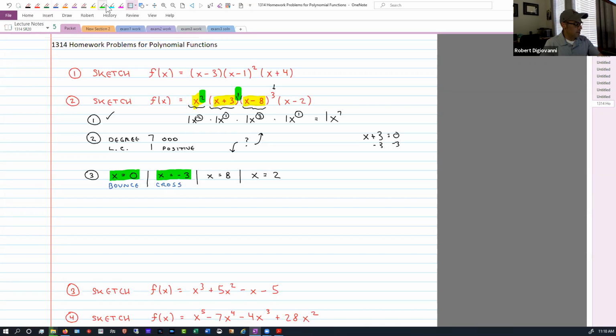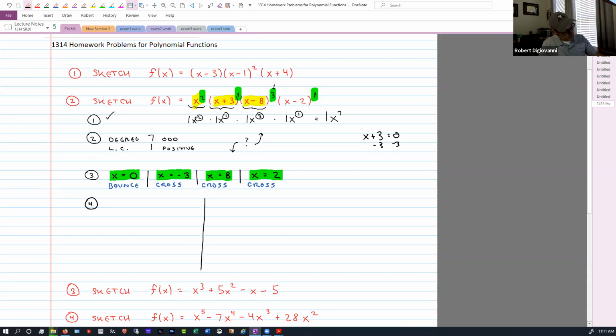And then we look at x is 8. That comes from this third factor. There's a cubed up there, right? Third power, that's odd. So we will cross. And then we look at the last one, x is 2. And we look at the power up there. There's no power there, so we just say it's 1. That's, again, odd. So we should cross. And that's it. We're ready to put everything together and draw a picture.